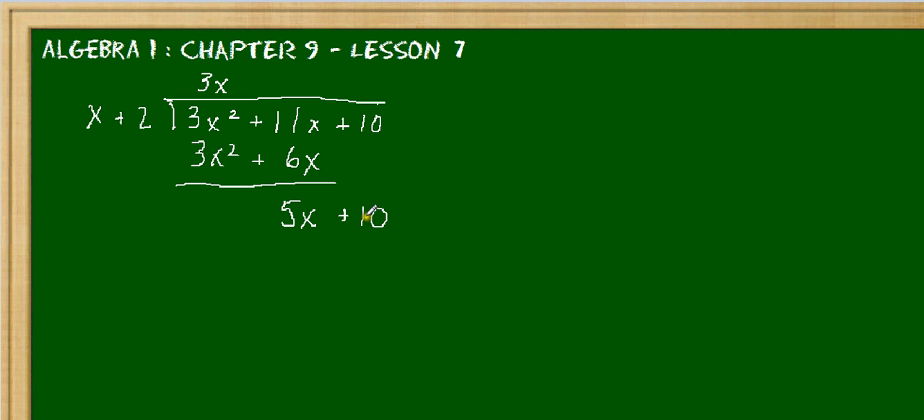Now, what do we do here? We're going to say, what number do I get when I divide x into 5x? And we already know that. It's going to be positive 5. So it's plus 5, right? 5 times x is going to give me 5x. And 5 times positive 2 is going to give me positive 10. And now when I subtract these, I get 0. So, what was my answer? Well, my answer was 3x plus 5, the same that we got when we did the box.